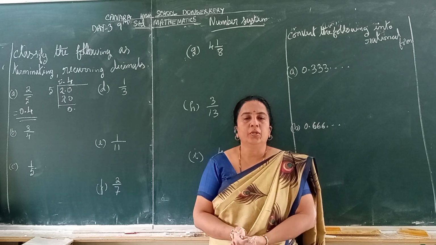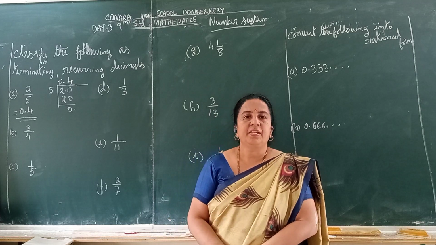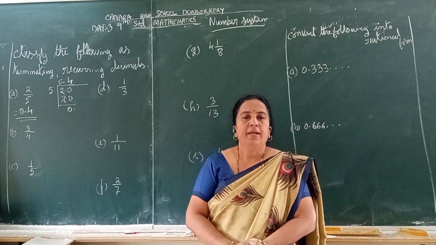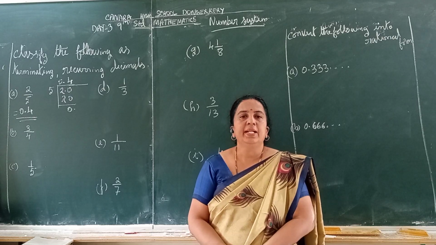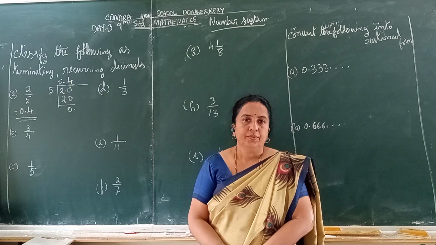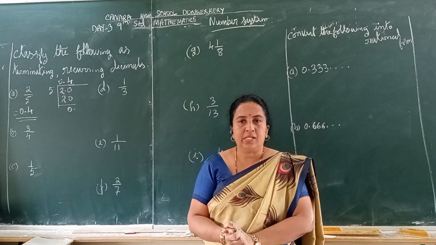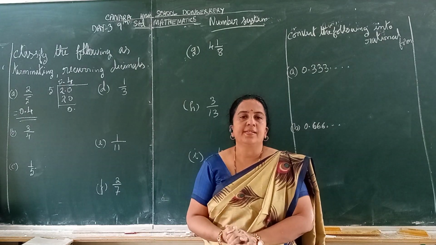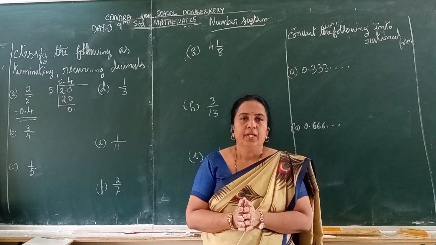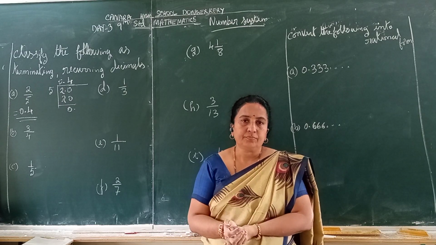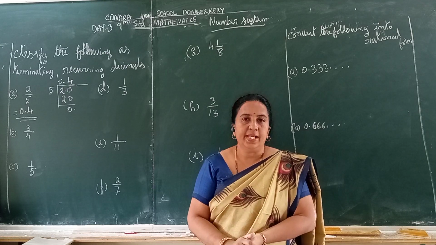Today we are going to convert a fraction into decimal form. When we write in decimal form, sometimes the remainder we get is 0. Sometimes the remainder keeps coming continuously. That means the quotient is recurring. So, when a rational number is given, it can be termed as having a recurring decimal or a terminating decimal.